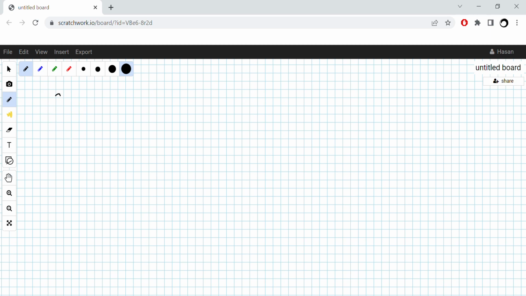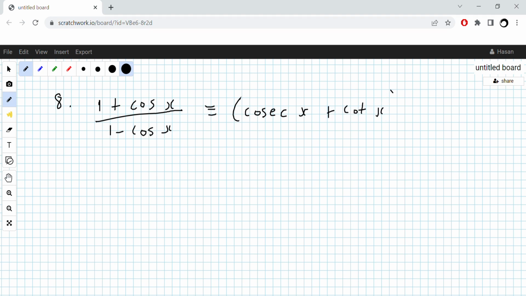For question 8, we're left with another proof question. Prove (1 + cos x) over (1 - cos x) equals (cosec x + cot x) squared. You need to prove one side to the other, and I would say go from right hand side to left hand side.